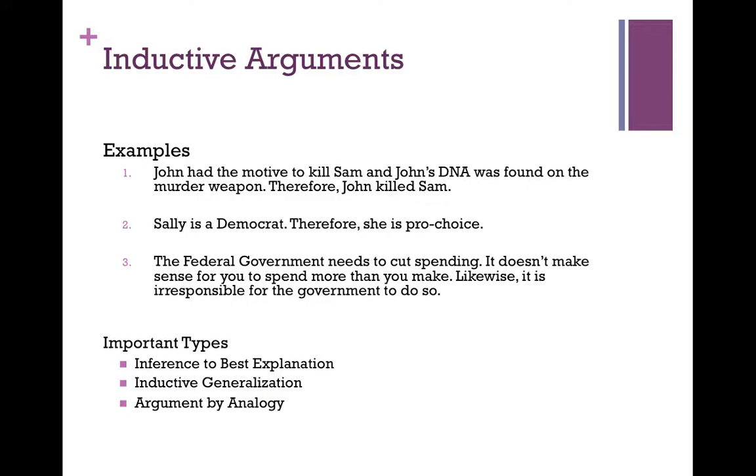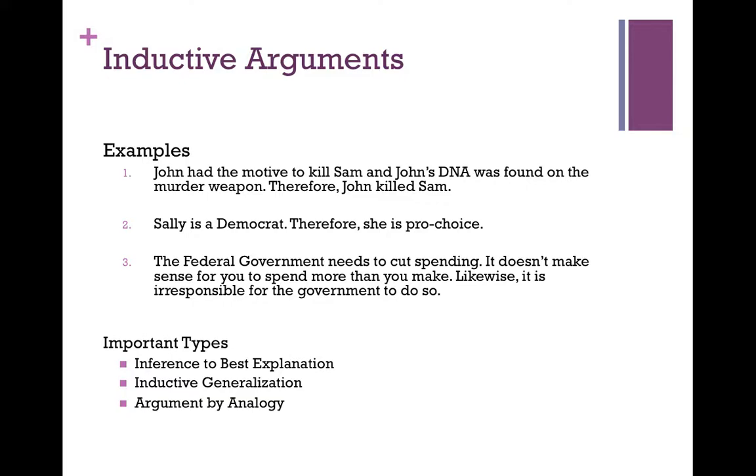Now, there are other possible explanations. Maybe John was framed. Maybe, I don't know, aliens made it look like John did it or something. I know that's far-fetched, but there are other possible explanations as to what is going on here. Maybe everybody had the motive. Maybe John's DNA was on the murder weapon because the murder weapon was stolen from John's house and just happened to be used in a heist. I'm trying to give the range of possible explanations here.